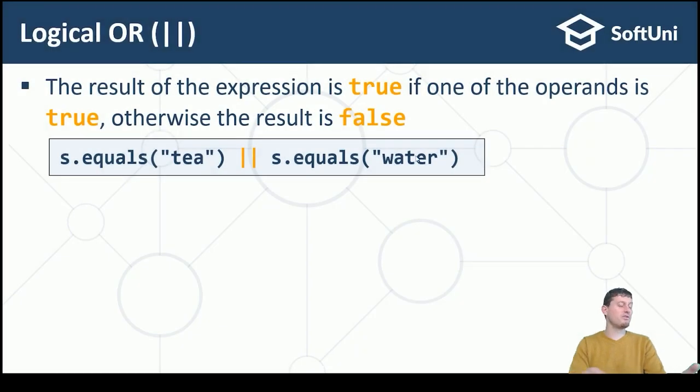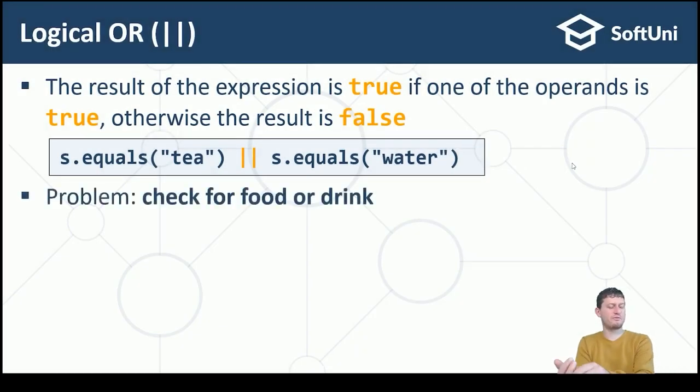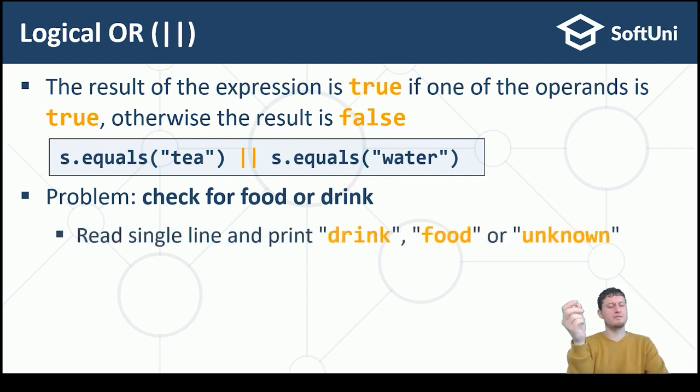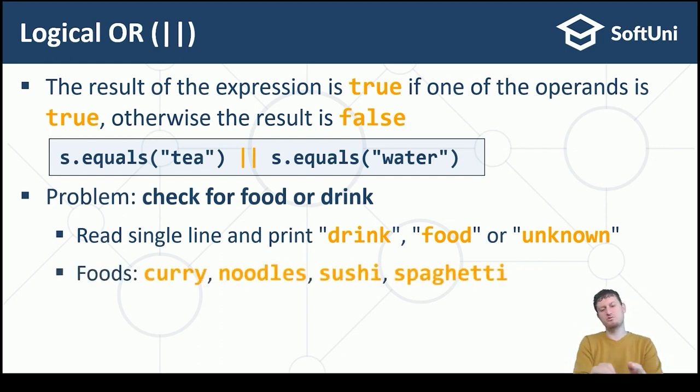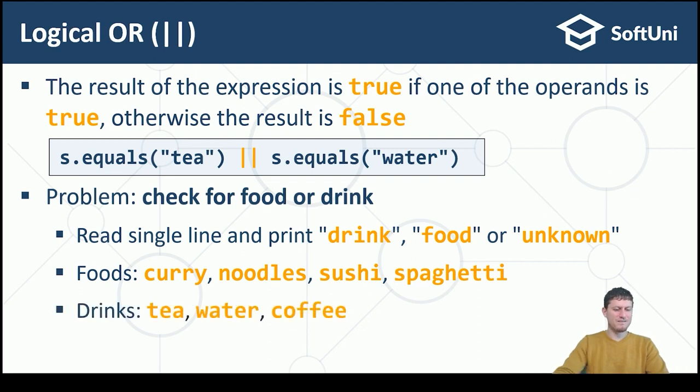So let's solve this problem. Check for food or drink. Whether something is food or drink. We read a single line and print drink, food, or unknown. We consider that the foods are curry, noodles, sushi, and spaghetti. That's all, only 4 types of food. And drinks are tea, coffee, and water. Okay? So everything else is unknown.